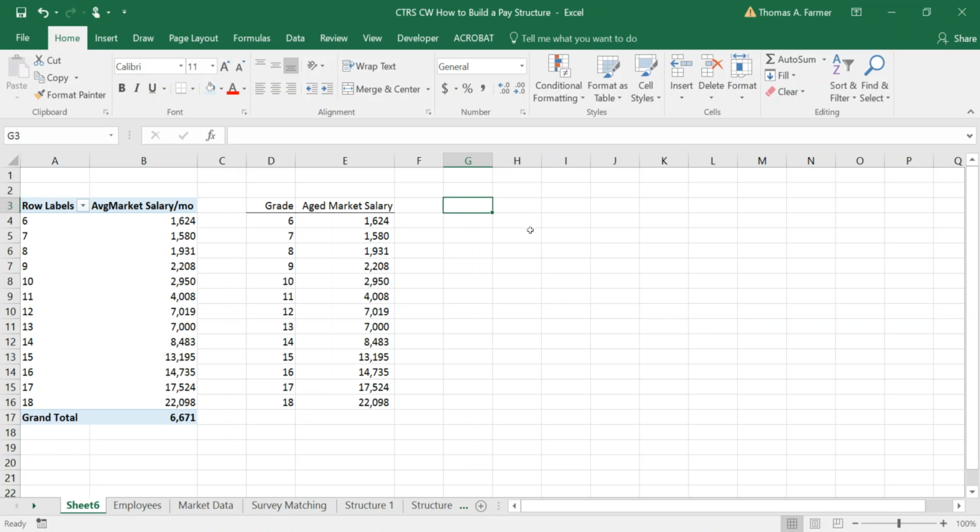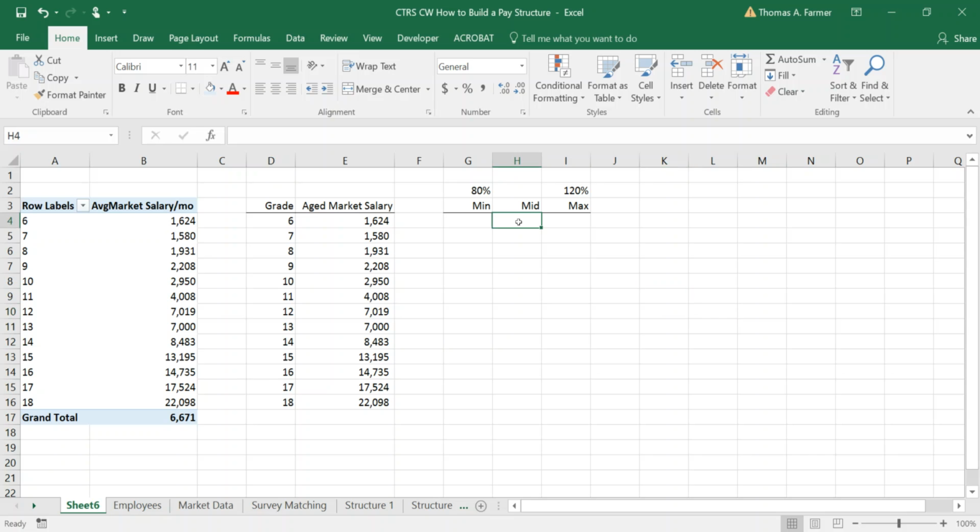So I want to create minimum, midpoint, maximum. That's really what a pay structure includes. I want the minimum to be 80% of the midpoint, and I want the maximum to be 120% of the midpoint. This is not best practice. This is not the correct way. It's just commonly used percentages, plus minus 20%. I'm just using it for illustration.